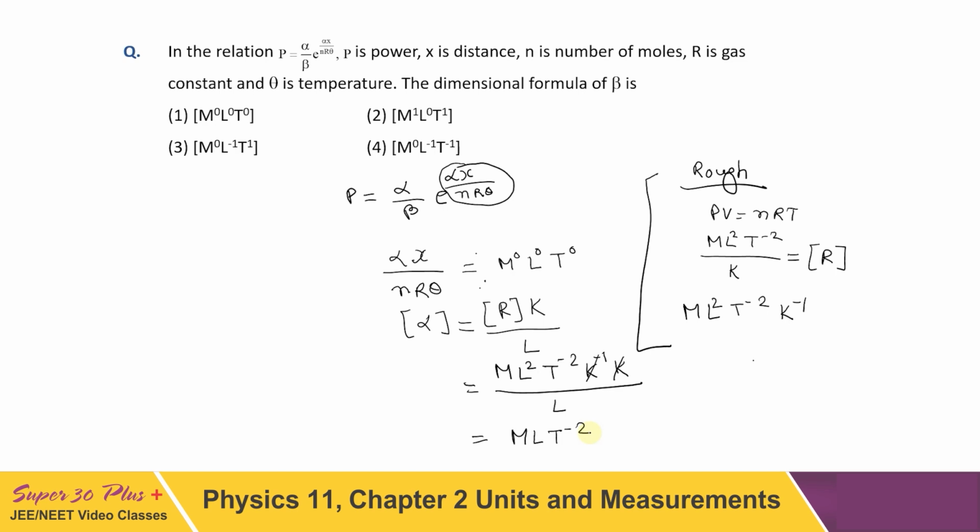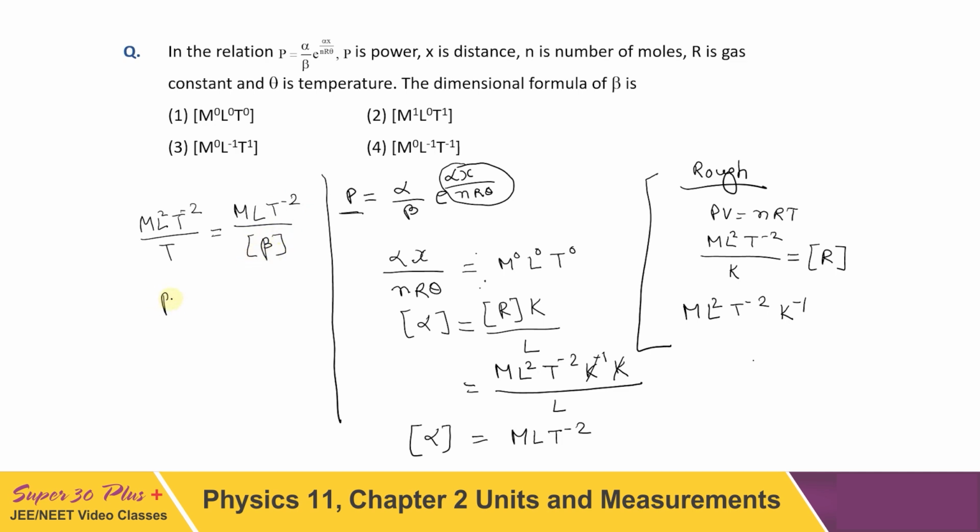Now we got it. Compare this with the left hand side of equation, which is power. Now what is dimensional formula for power? Power is work upon time. For work we have mL2 T minus 2. This divided by time. So it has to be equal to dimensional formula for alpha, which is mL T minus 2, just now we have derived, upon dimensional formula for beta.